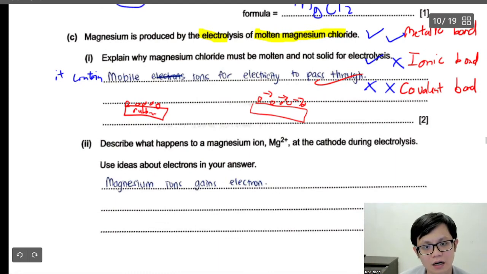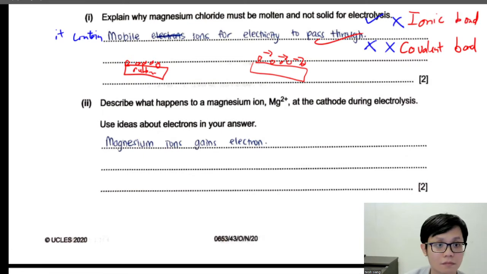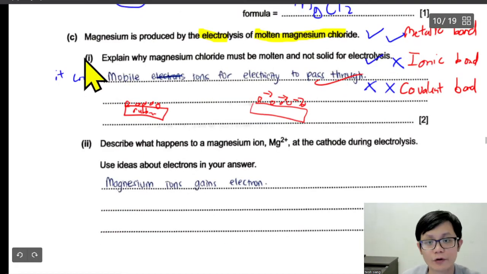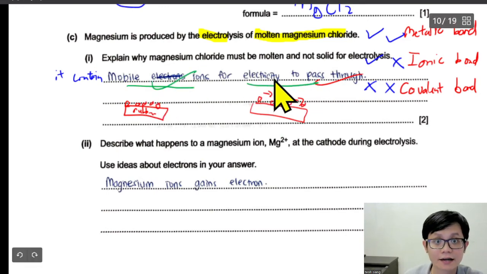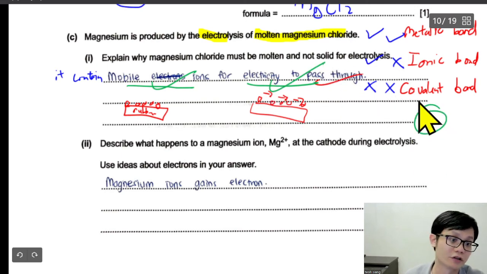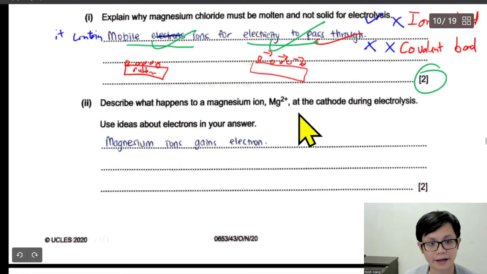Okay, so describe what happened to a magnesium ion Mg2+ at cathode during electrolysis. So in order to do this question, for this one, the student will get 2 points, because for mobile ion you will get 1 point. And why? Because it can conduct electric, 1 point. So eventually the student will get 2 points. Describe what happened to the magnesium at cathode during electrolysis. Use your idea about electron.